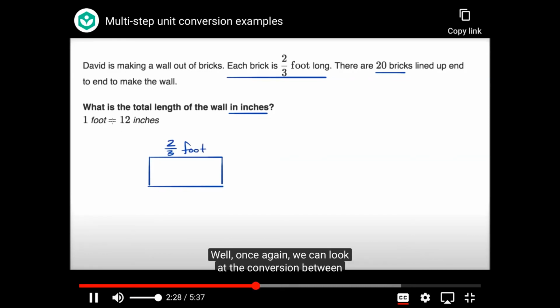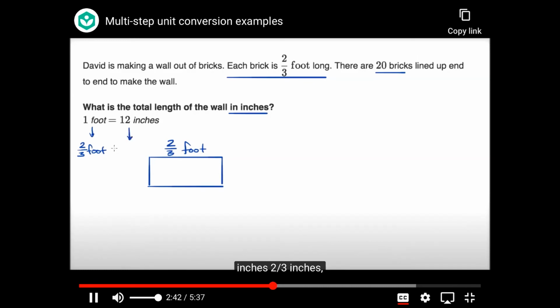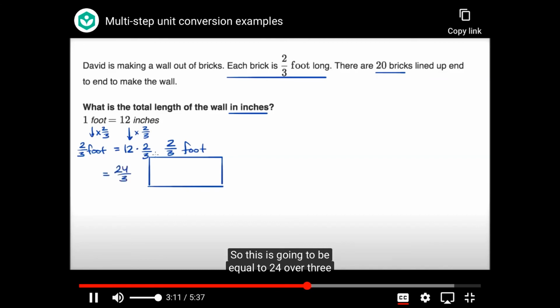Well, once again, we can look at the conversion between foot and inches. If I go from 1 foot to 2/3 of a foot, well, I've multiplied by 2/3. So if 1 foot is 12 inches, and if I want to know how many inches 2/3 of a foot is in inches, well, I would multiply by 2/3 again. In either case, you could view this as multiplying both sides of this conversion by 2/3. And so 2/3 of a foot is going to be 2/3 times 12 inches. And so 12 times 2 over 3, that would be 24 over 3 inches, which is equal to 8 inches.